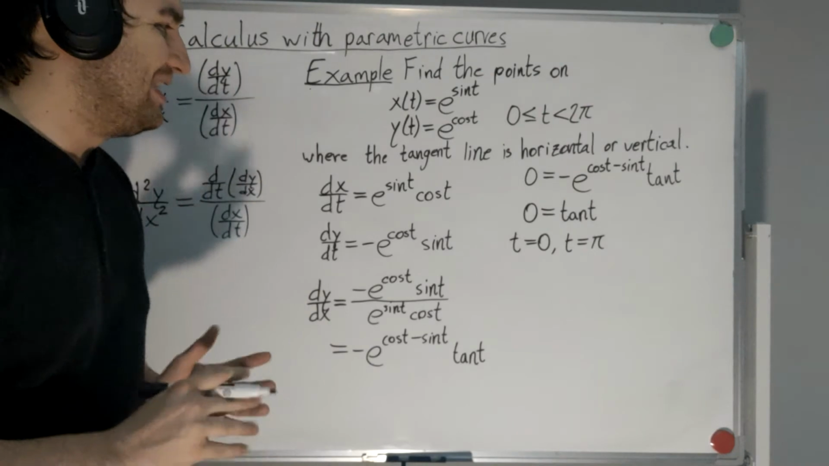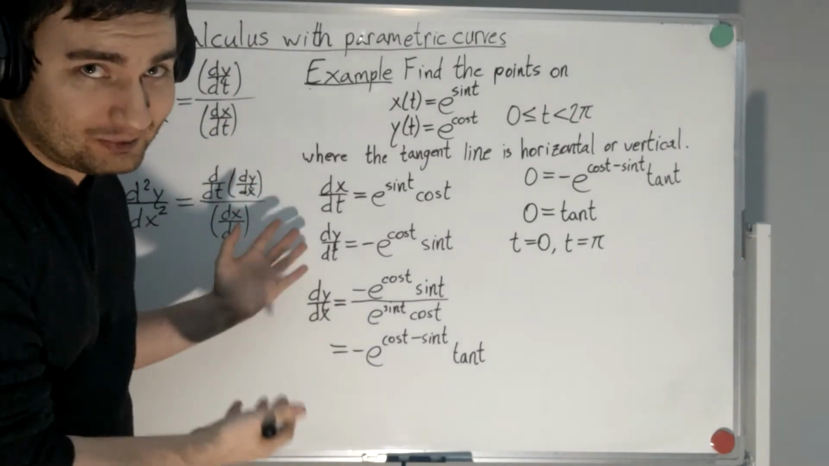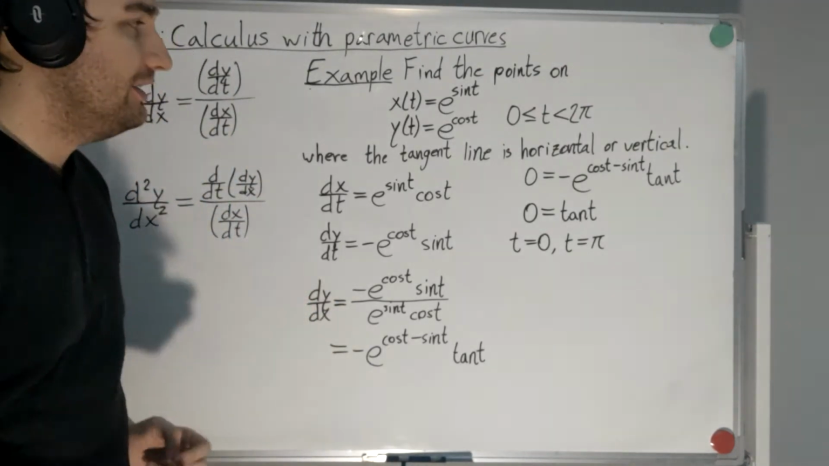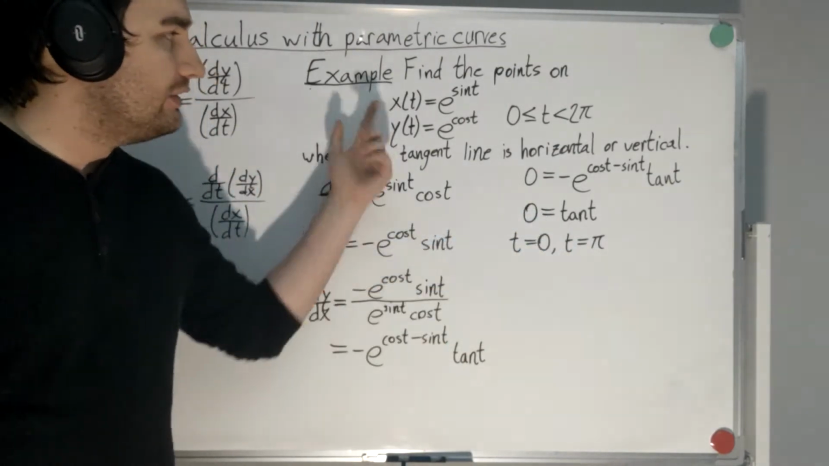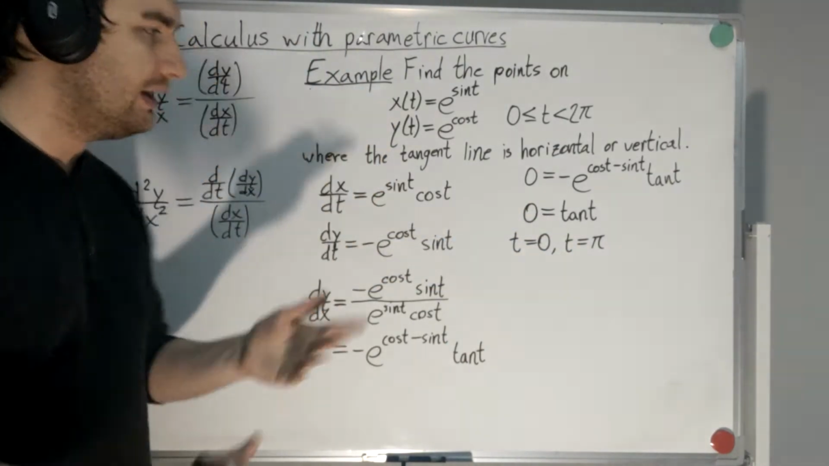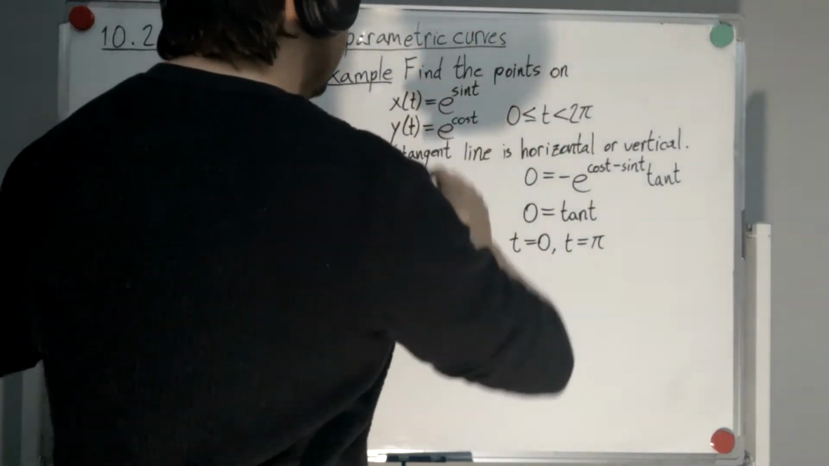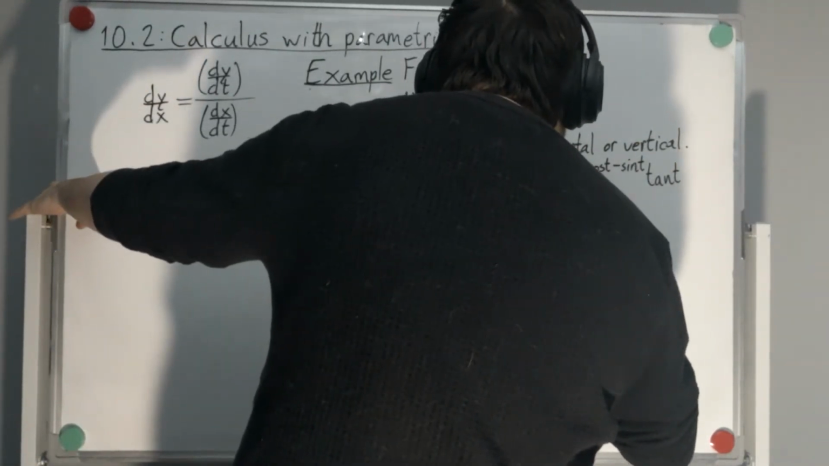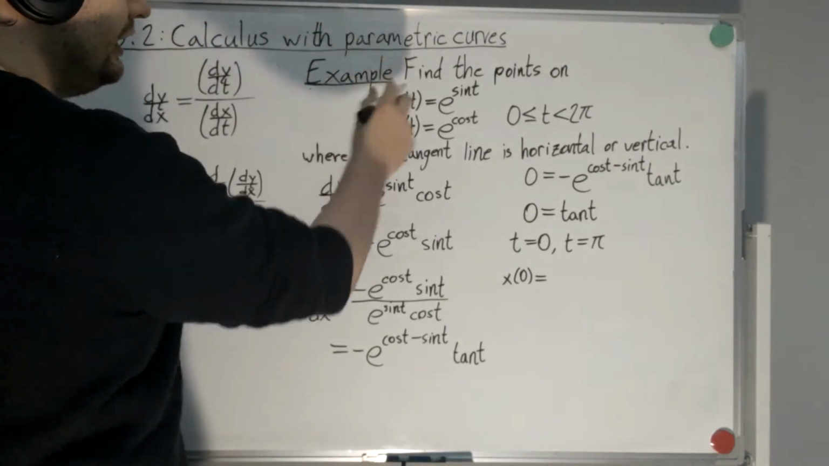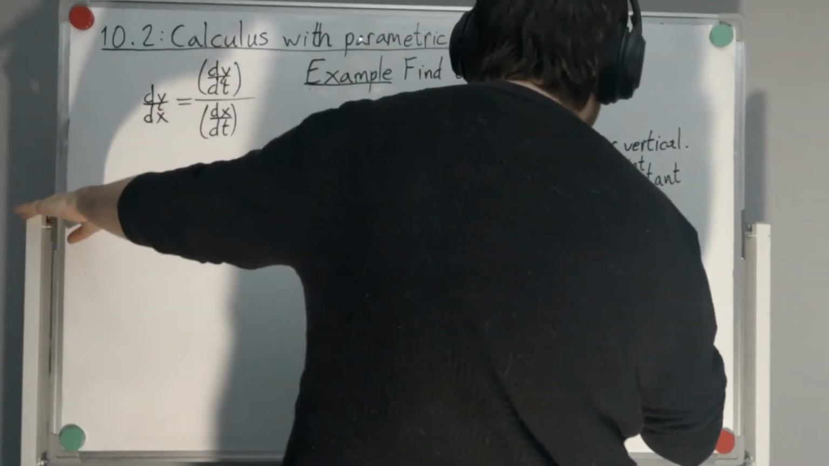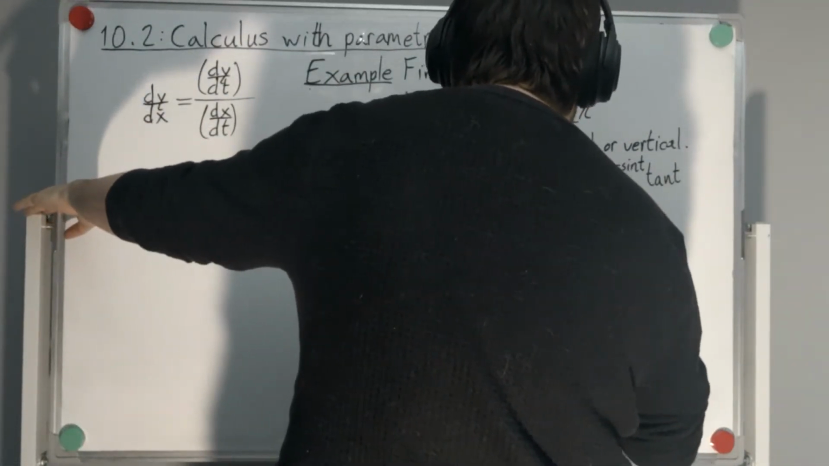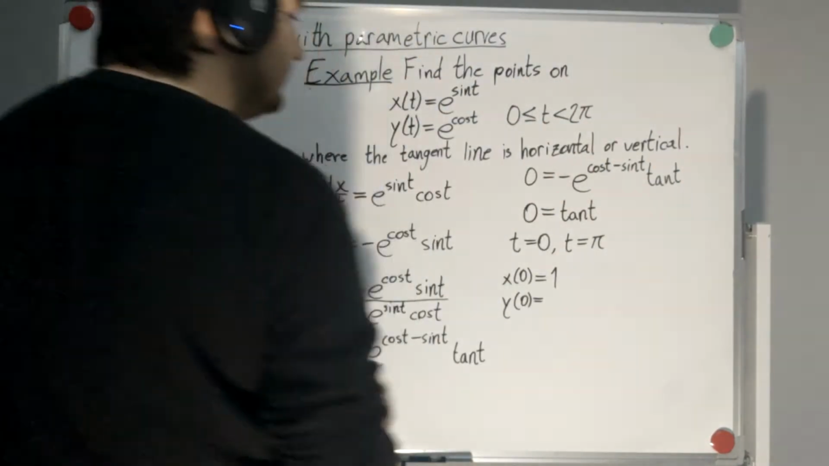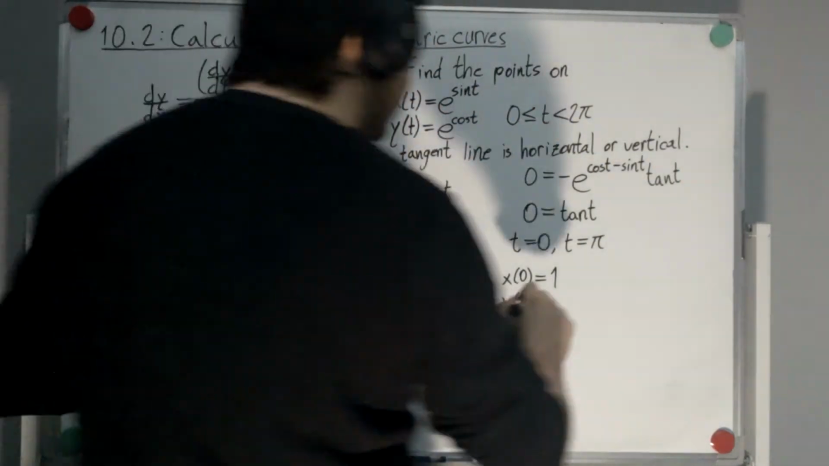Okay? Now, if you want to find the actual point, which is what this problem is asking for, then you have to plug these values of t into the curve. And that's fine, that's not hard. All you have to do is say x of 0. X of 0 is going to be e to the 0, which is 1. Y of 0, this is going to be e to the 1, which is e.